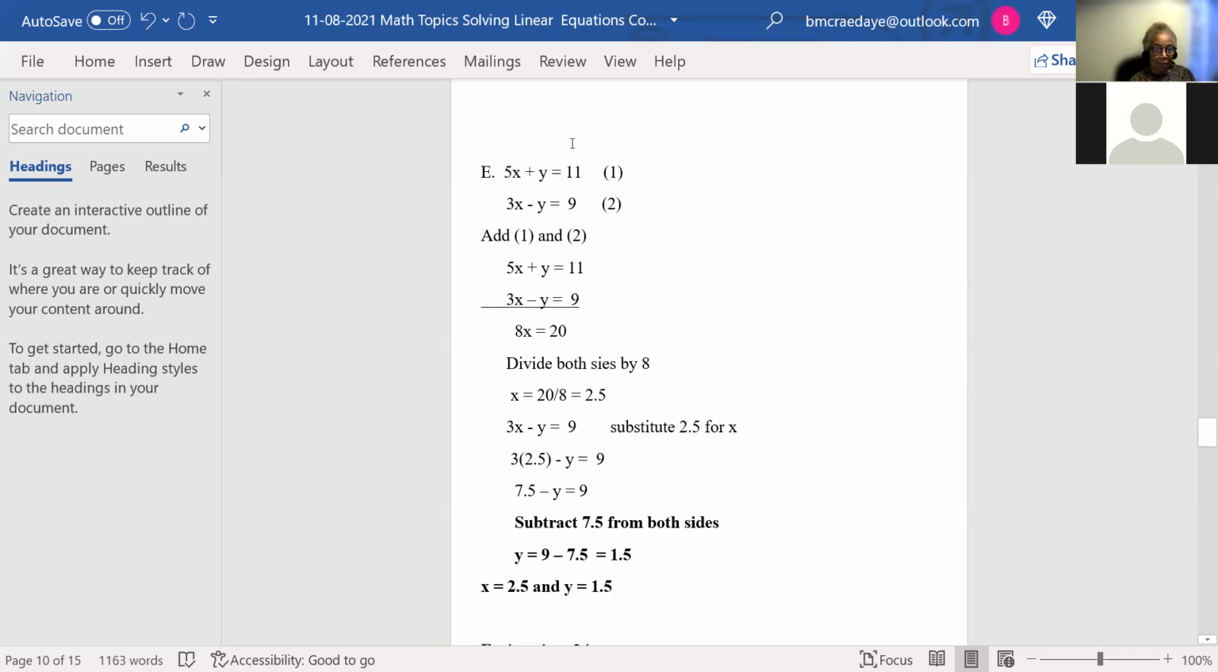If you multiply 3 by 2.5, you get 7.5, and then minus 1.5 is not 9, it's 6, right? So 5 and 3 is 8, plus 9 and 11 is 20. Let's see, 20 divided by 8 is 2.5, 3.5, 7.5. So 9 minus 7.5 is 1.5.